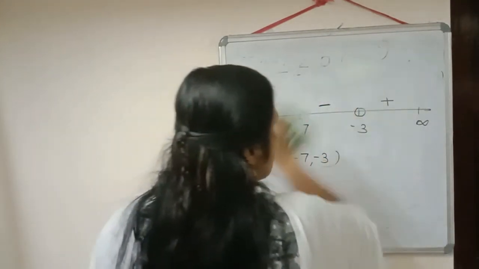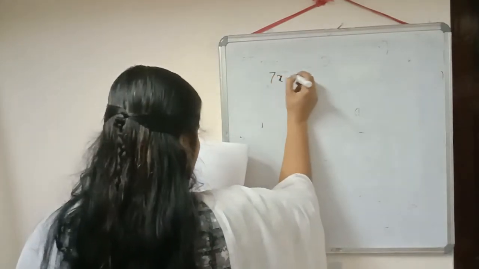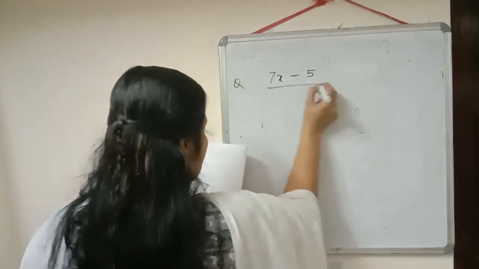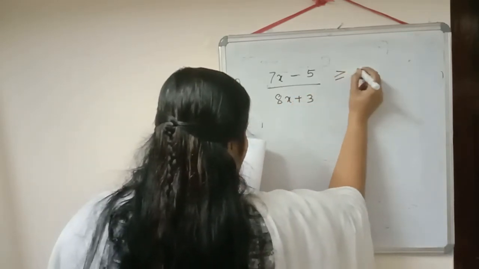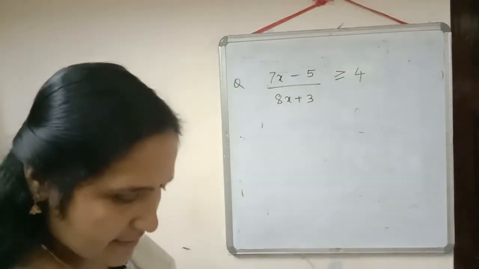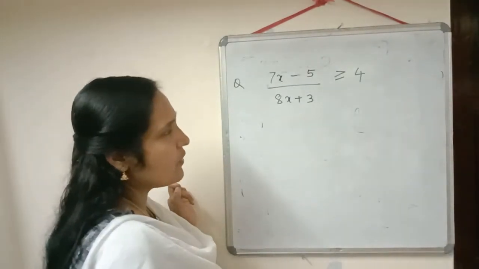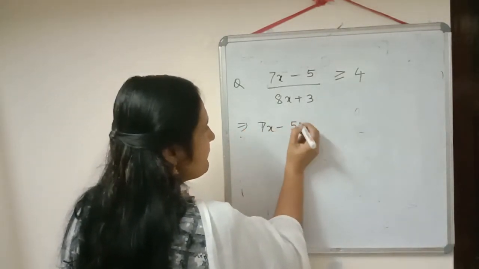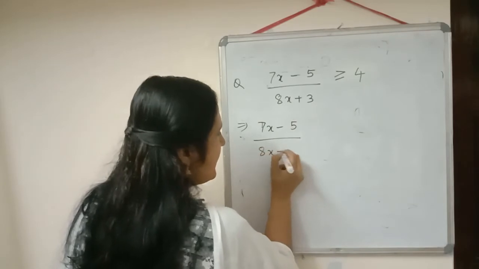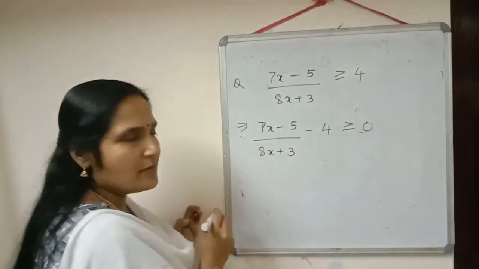Write down. The next one is (7x - 5)/(8x + 3) ≥ 4. So again, first we shift that 4 here. Then we will get (7x - 5)/(8x + 3) - 4 ≥ 0.